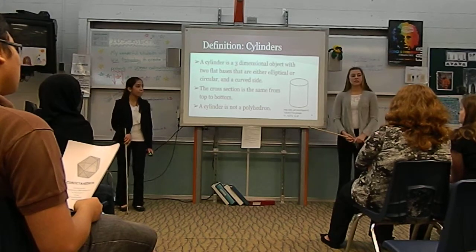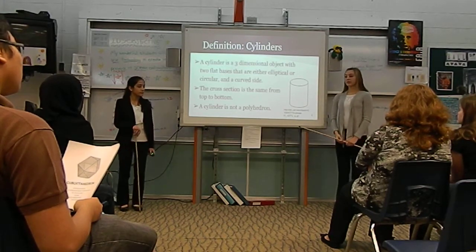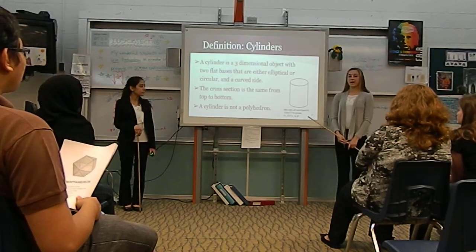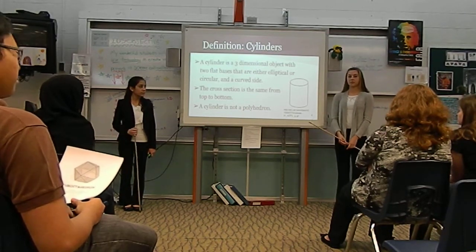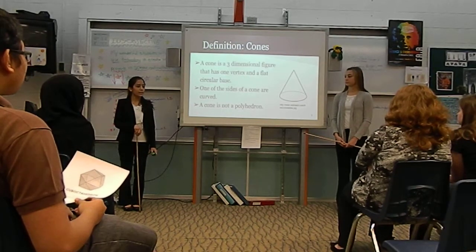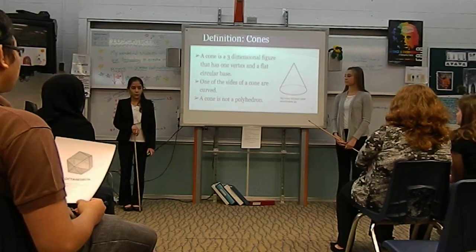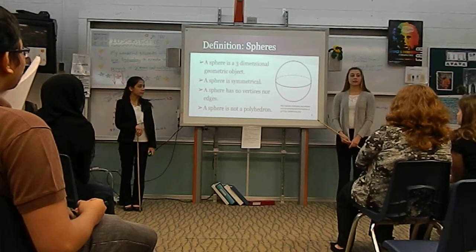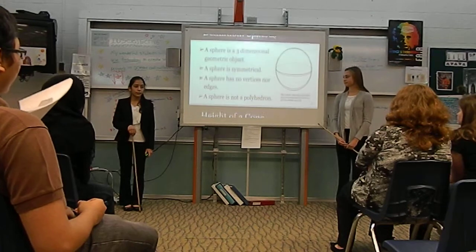Definition of a cylinder. A cylinder is a three-dimensional geometric object. It has two flat bases being circular or elliptical. It is not a polyhedron, and it has a cross-section that is the same as the top and bottom base, which means that the circumference or the length around the object is the same throughout the whole object. A cone is a three-dimensional figure with a vertex and a flat circular base. A cone has a curved side and is not a polyhedron. Definition of a sphere. A sphere is a three-dimensional geometric object. It is symmetrical, it has no vertices or edges, and it is not a polyhedron.